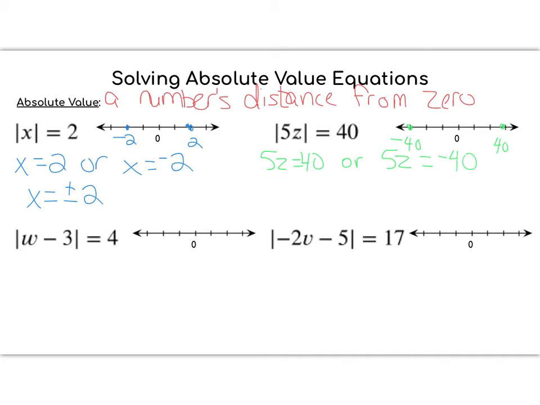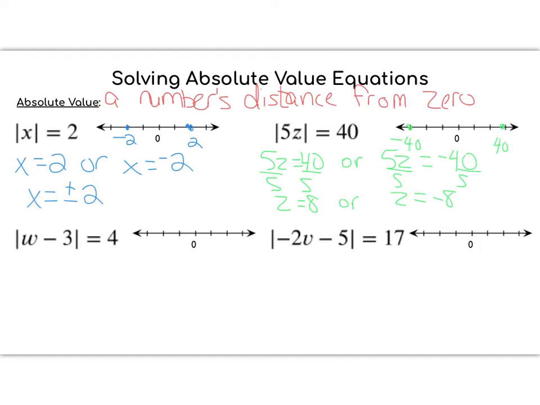So we've created two equations here to solve. They're going to be very simple equations to solve. These are just one step. We're going to divide both sides by 5. So z is 8, or divide both sides over here, z is negative 8. So for this problem, z can be 8 or z can be negative 8. We have two solutions. The next one says the absolute value of w minus 3 equals 4.